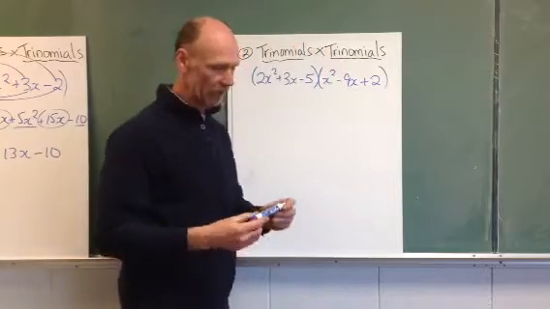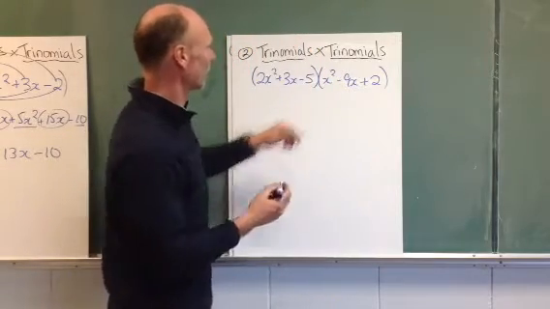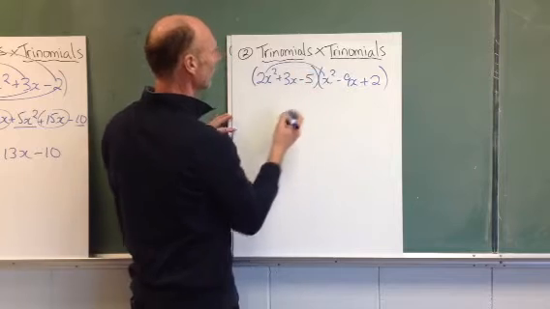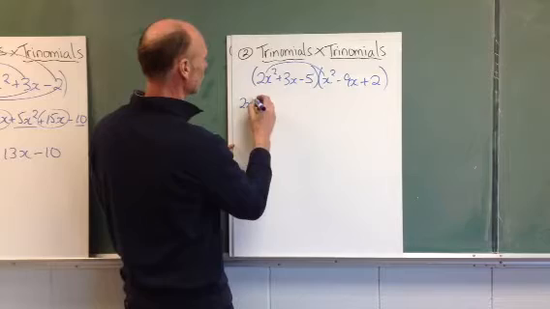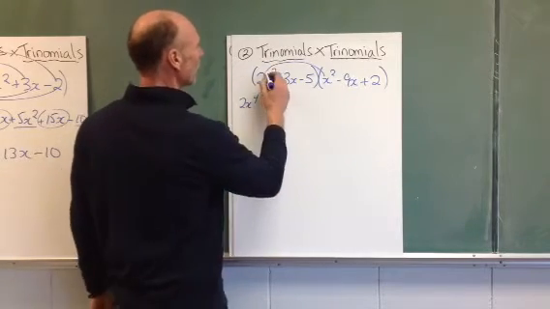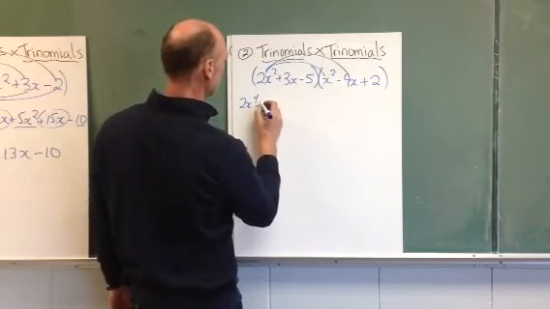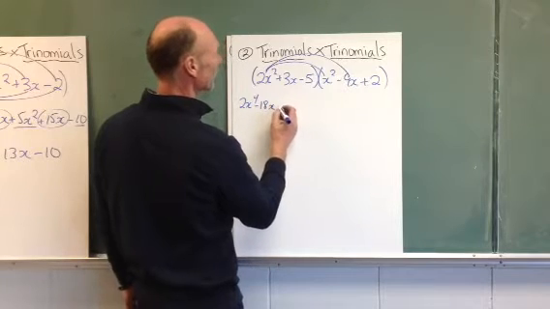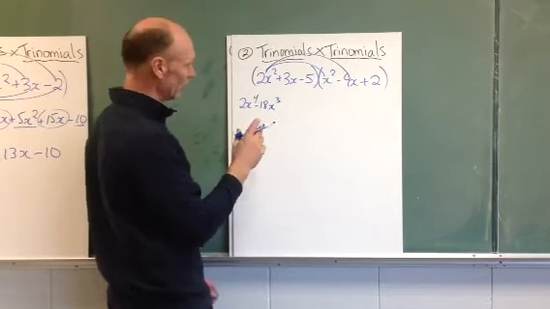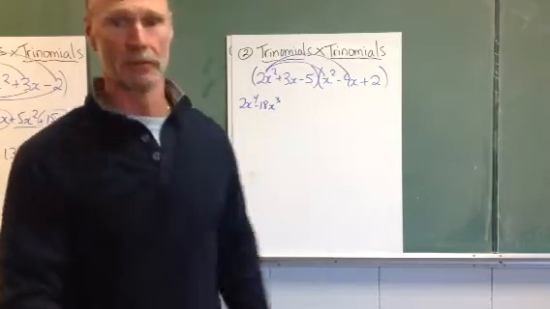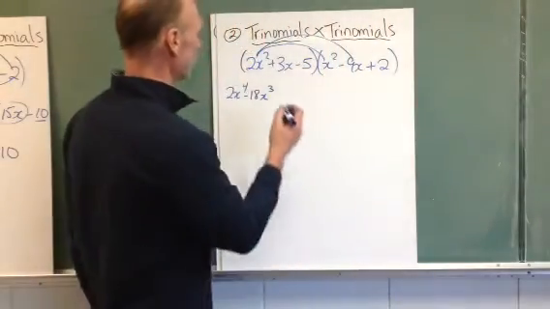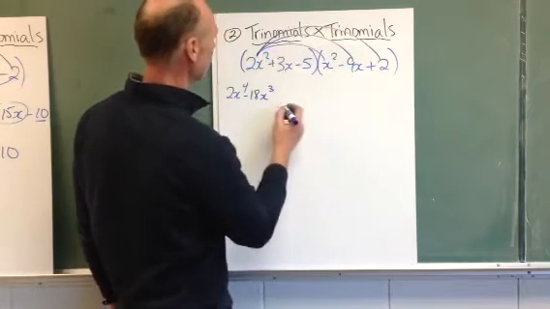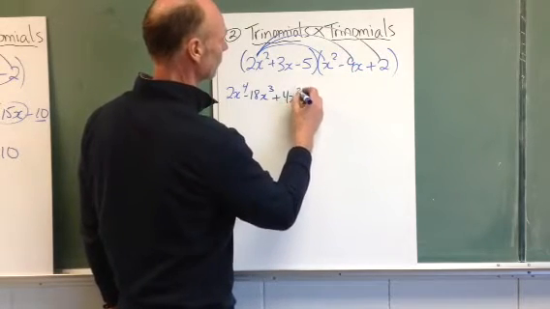Again, I have to multiply everything by everything. So this is going to be like a triple distribution because I have 3 terms here. So 2x squared times x squared is 2x to the 4. 2x squared times negative 9x is negative 18x to the 3. Hopefully you can read this, it's going to be pretty small. I'm going to move us in just a bit. Now I'm going to go 2x squared times positive 2 is positive 4x squared.